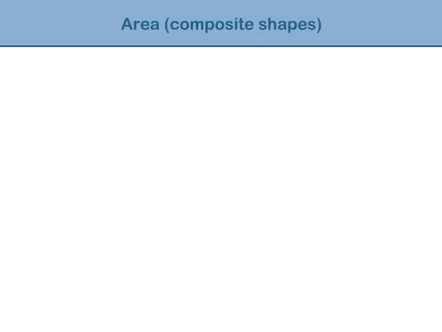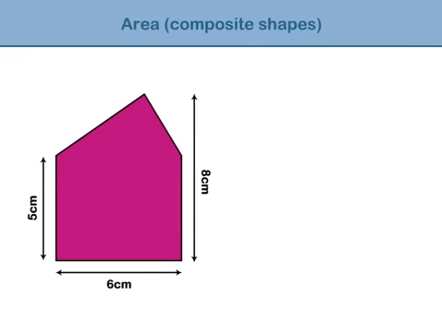Here is an example of a composite shape. This shape is made from a rectangle and a triangle. To get the area of the compound shape, it is necessary to break the shape into smaller parts, and then calculate the area of each of the parts individually.